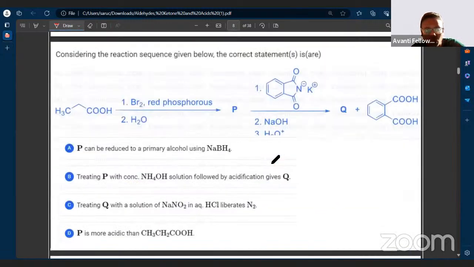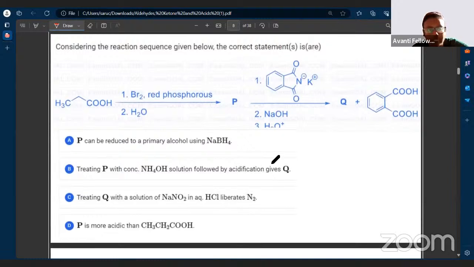Moving to the next question. Considering the reaction sequence given below, what would be the correct statement? In this unit, there are a series of reactions only. You have to solve the reactions in order to get the answer. So look at the first question. It is CH3CH2COOH. When it reacts with Br2 in red phosphorus and when you do hydrolysis, you'll be getting T.